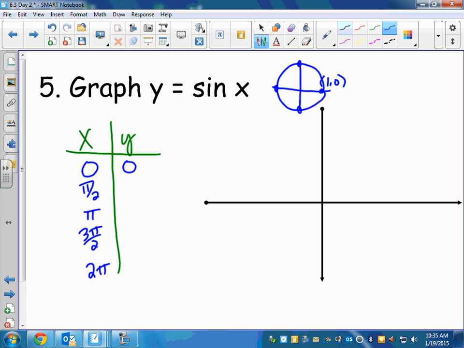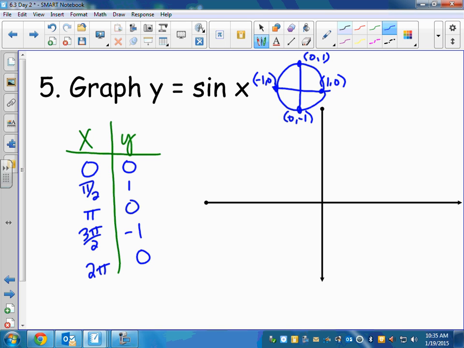And again, those of you that haven't done this before, use those points to help you. π/2 is the ordered pair (0, 1), and we know sine is the y value, so that's going to give me a 1. At π, the y goes back to 0. At 3π/2, that's (0, -1), so the y goes to negative 1. And then at 2π, it goes back to 0.